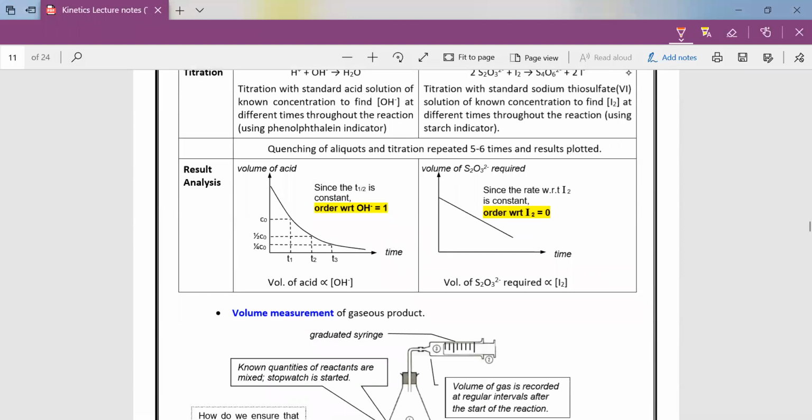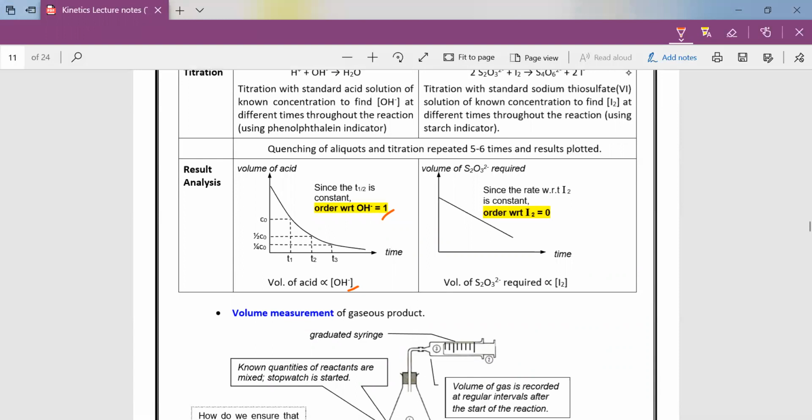As you can see for the result analysis, if t half is constant, then the order of reaction is 1, since the volume of acid that was used to titrate is directly proportional to the concentration of the OH- still present.